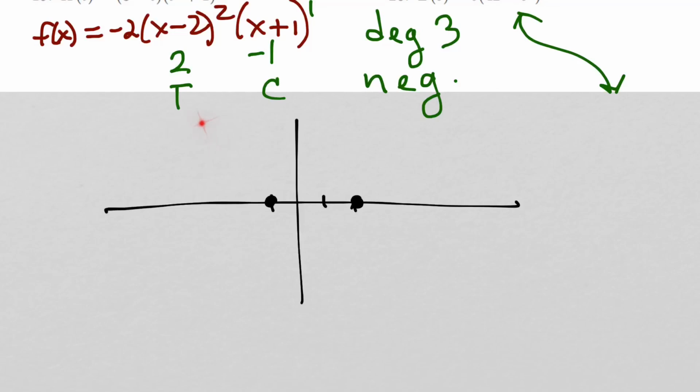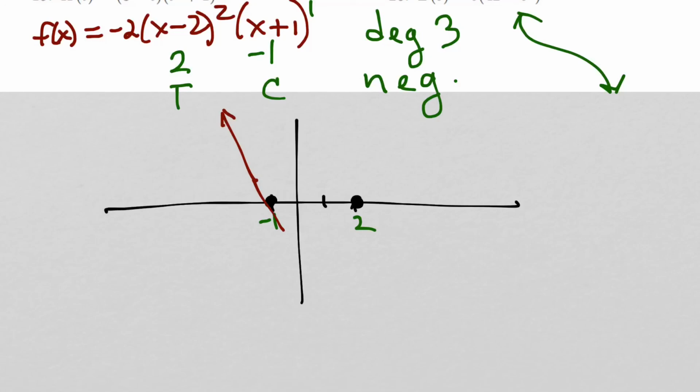So we know it's got to start up. What happens at -1 here? So this is -1 and this is 2. All right, so at -1, I'm going to cross. So my graph is going to cross. So it starts up and it crosses.